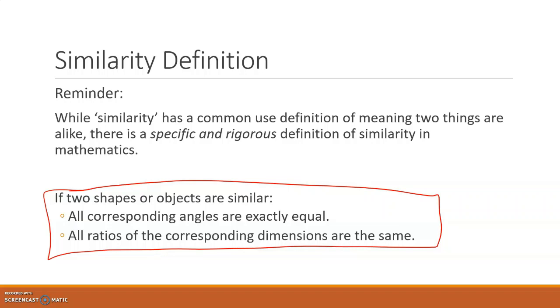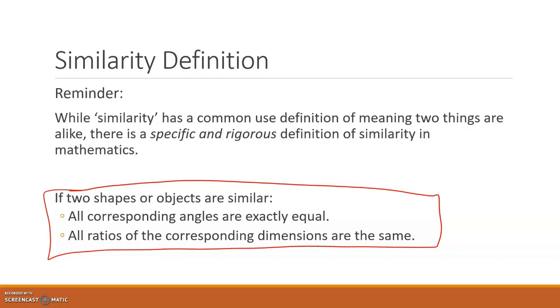The other fact that needs to be true is that all ratios of the corresponding dimensions must be the same. So if the base of one triangle is 2 and the base of another triangle is 4, we've doubled the length to get from one to the other. That means the height has to change by that same factor for the triangles to be similar. So if the bases go from 2 to 4, therefore doubling, and the height of the first one is 3, the height of the second one has to be 6 because it must double as well. So those are our definitions for similarity.